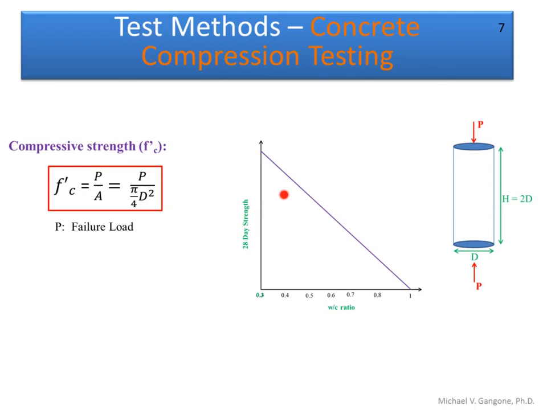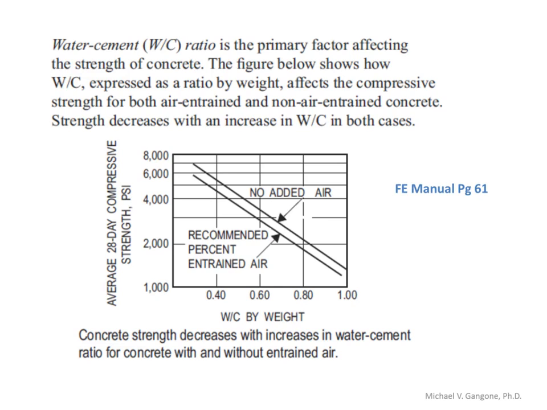And as we mentioned previously, here's our graph showing the effect that water-cement ratio has on the strength. The higher the water-cement ratio is, the less the concrete strength is going to be. I put this 0.3 number, indicating that we need to make sure we have a minimum water-cement ratio of about 0.3 in order for full hydration to occur. Otherwise, it won't. This is actually covered in the FE manual, page 61.